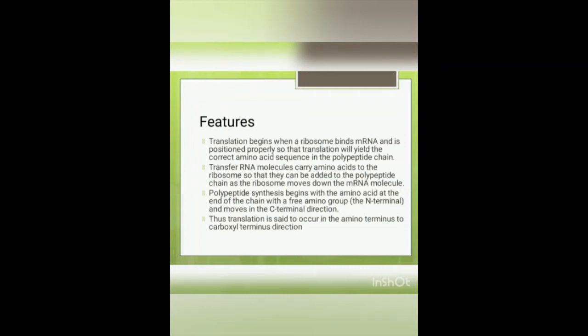tRNA molecules carry the amino acids to the ribosome so that they can be added to the polypeptide chain as the ribosome moves down the mRNA molecule. Polypeptide synthesis begins with an amino acid at the end of the chain with a free amino group and moves in the C-terminal direction. Thus, translation is said to occur in the amino terminus to the carboxyl terminus direction.